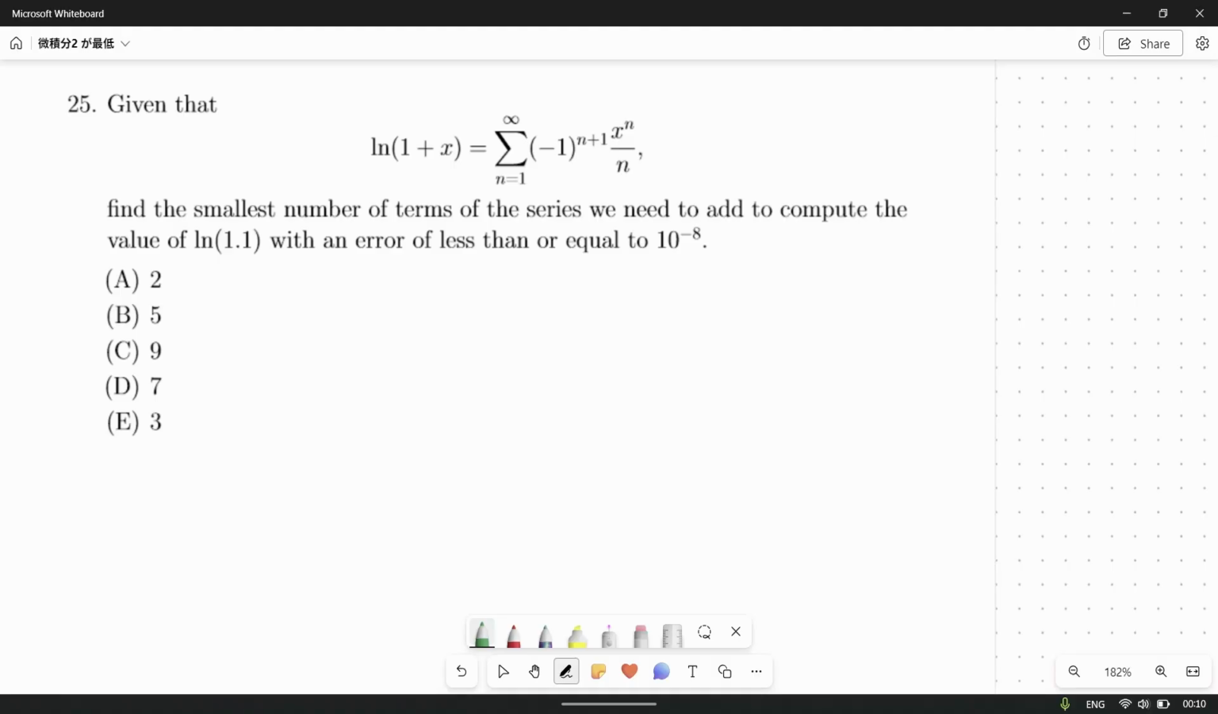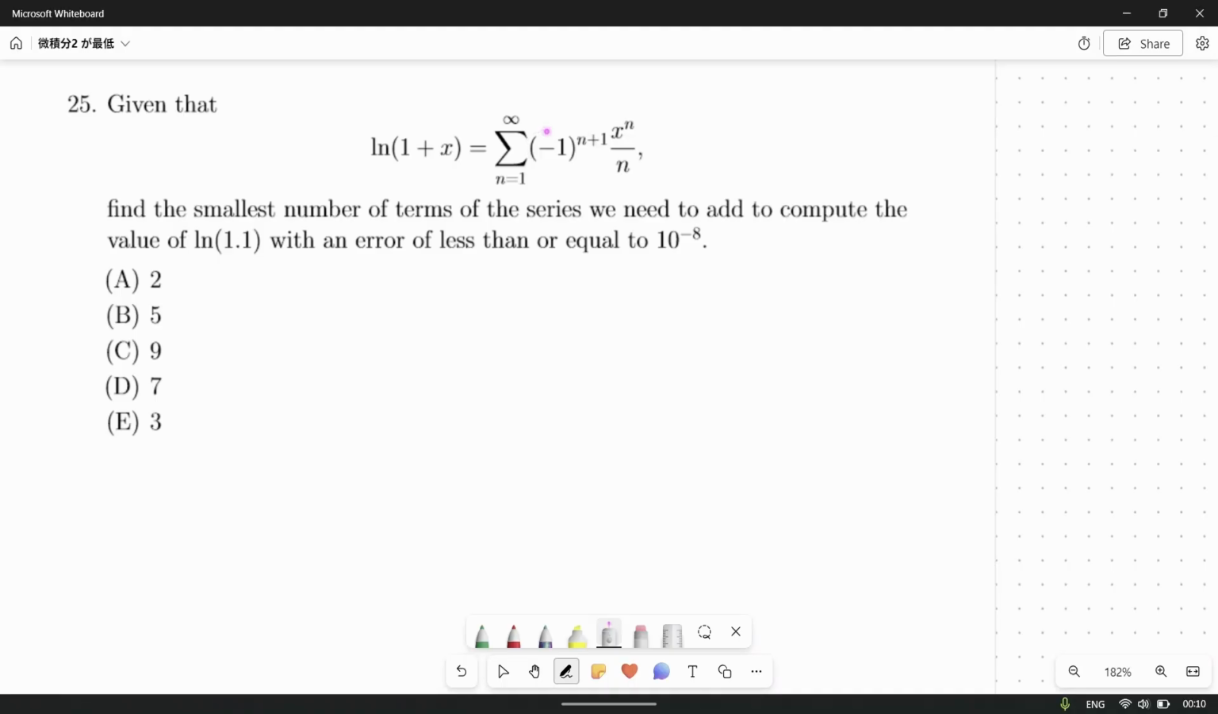So in this question, I can see that we have a natural log and it's equated to a series. This series happens to be the Maclaurin series of the natural log of 1 plus x. Also, this Maclaurin series has a negative 1 to the n power term attached to it, which is indicative of an alternating series.